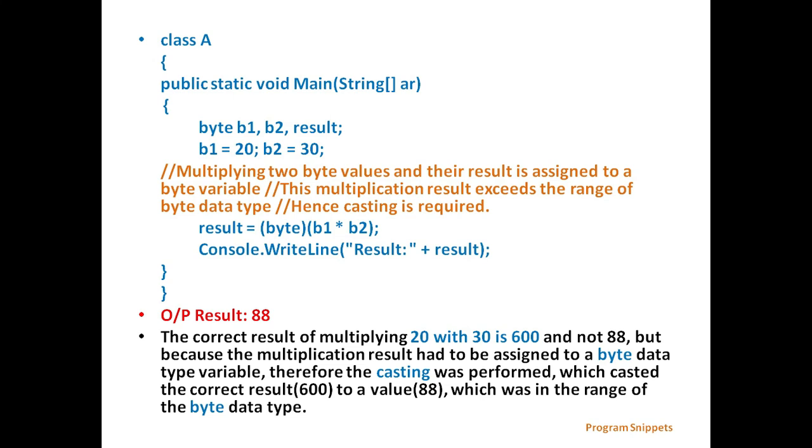88. Since the correct result of multiplying 20 with 30 is 600 and not 88, but because the multiplication result had to be assigned to the byte data type variable, casting was performed, which cast the correct result 600 to a value of 88, which was in the range of byte data type.